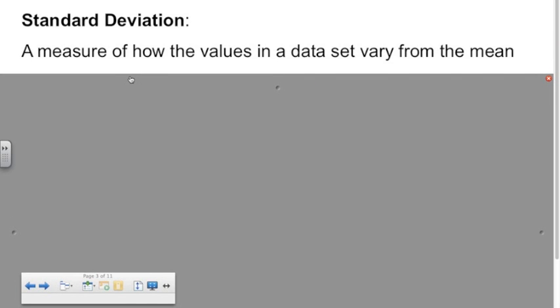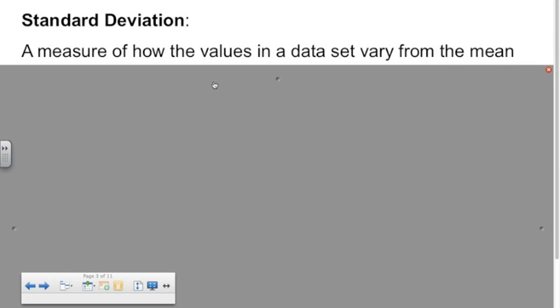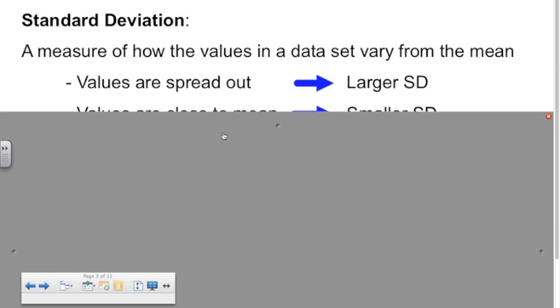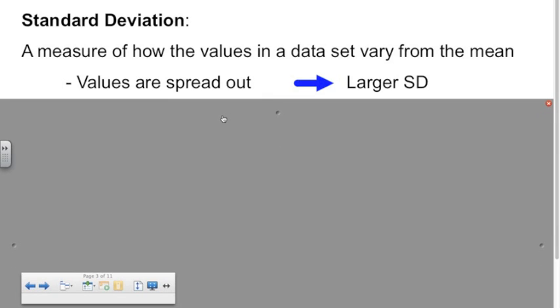The formal definition is down here. Feel free to copy this down into your notes. It's a measure of how the values in a data set vary from the mean. So like I said, it's taking everything into consideration. All the values typically deviate this much or that much. The more the values are spread out, the larger our standard deviation is going to become. The values are all over the place, a lot of them not very close to the mean whatsoever. It's going to be a very high standard deviation.